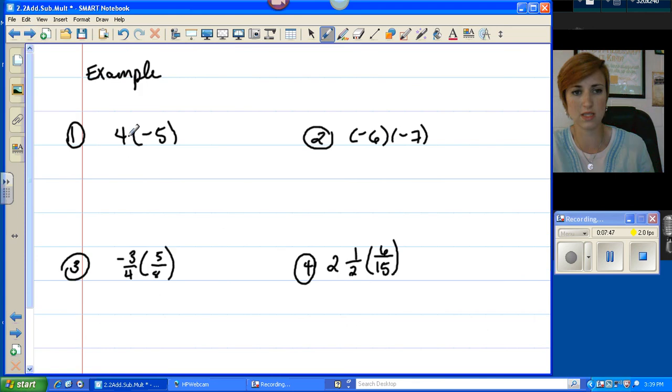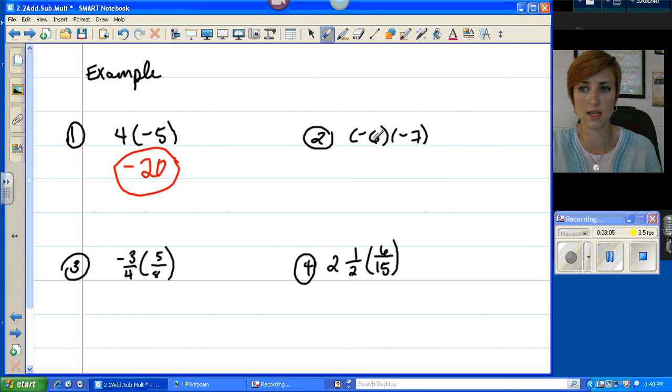So here are examples. Example 1 for this set, we have 4 times negative 5. So different signs, 4 is positive, 5 is negative, so different signs are always negative. 4 times 5 is 20. All right, example 2, we have negative 6 times negative 7. So they're both negative, so my answer is going to be positive. 6 times 7 is 42.